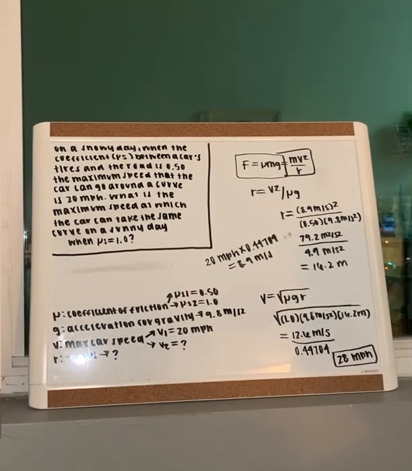So the maximum speed at which the car can take the same curve on a sunny day when the coefficient of friction is equal to 1.0 is going to be 28 miles per hour.